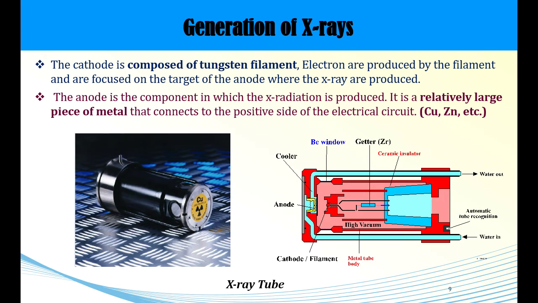See, this is the actual X-ray tube. It is a copper tube, meaning its anode is composed of copper, and the cathode is generally a tungsten filament.